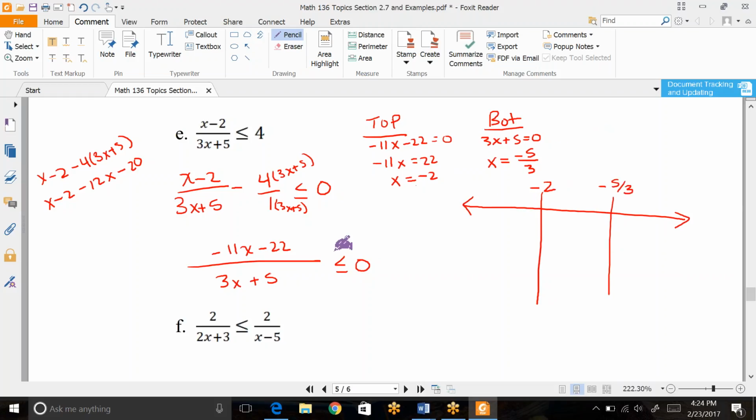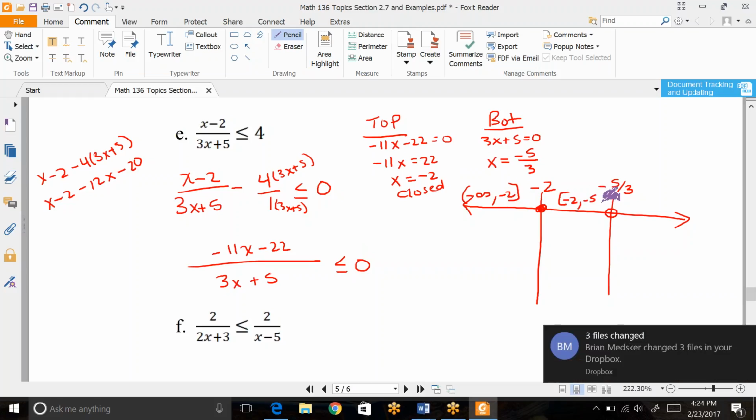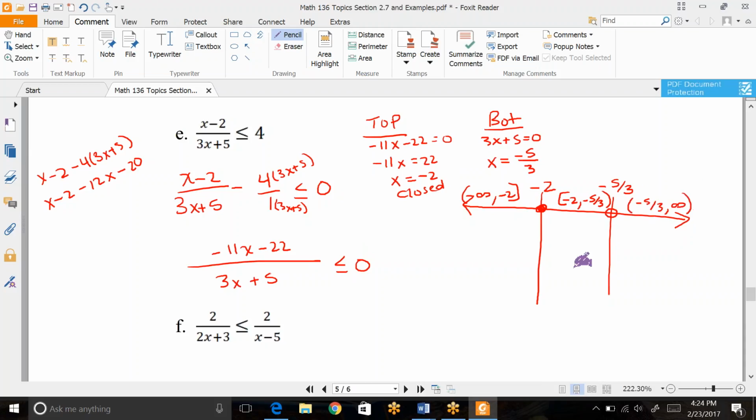And then this is equal to, so the top, since it doesn't show up anywhere else, is going to be closed. And the bottom is always open. So negative infinity to negative 2 with a bracket. Negative 2 with a bracket to negative 5/3 with a parentheses, and negative 5/3 to infinity for the last interval.